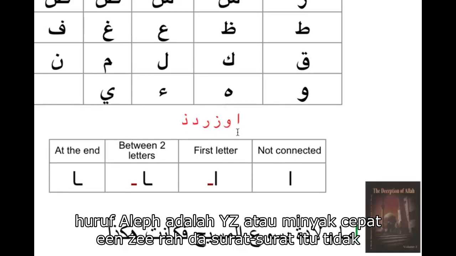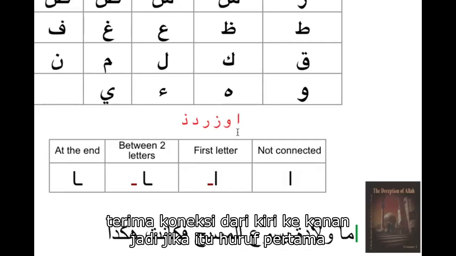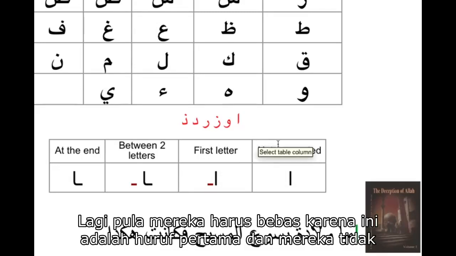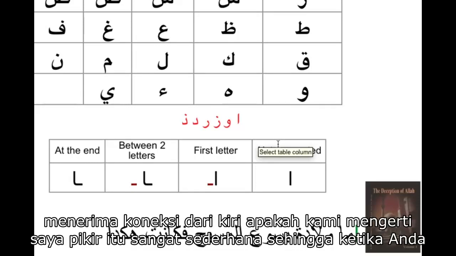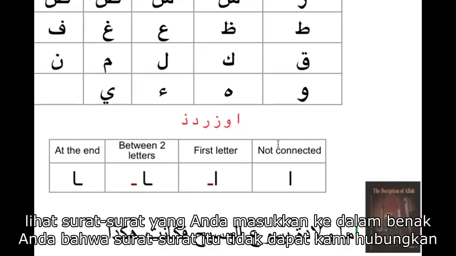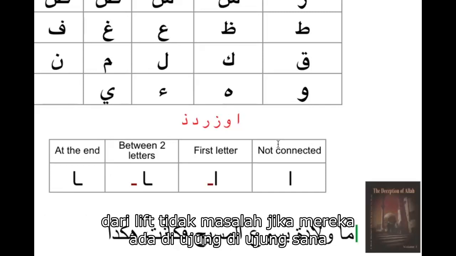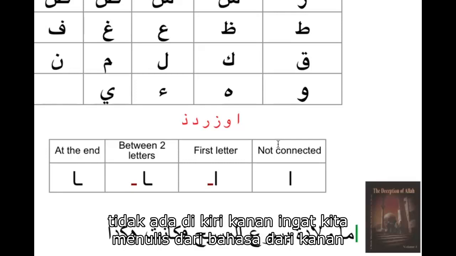Those letters don't accept any connection from the left. So if they are the first letter anyway, they have to be free, because it is the first letter and they don't accept connection from the left. Did we get it? I think it's very simple. So when you see those letters, you put in your mind that we cannot connect them from the left. It doesn't matter if they are at the end. At the end anyway, there is nothing on the left, right? Remember, we are writing in the language from right to left.